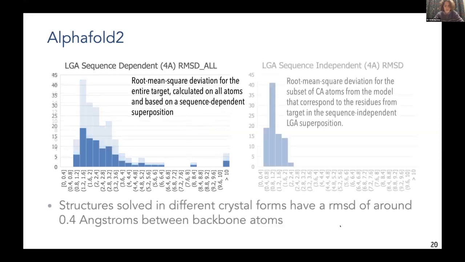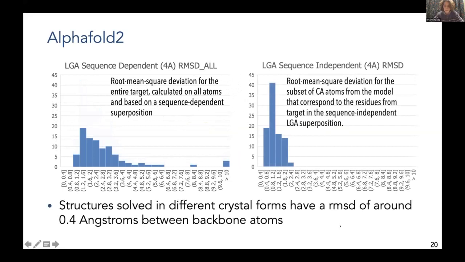That's for all. There's another measure that you can get access to on the CASP14 website. That's an LGA sequence-independent superposition RMSD. That's based on C-alpha atoms, and that's an even tighter distribution. So that's between 0.4 and 2.4. So it's really, really tight.